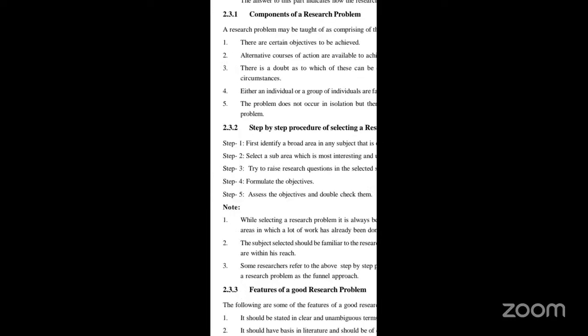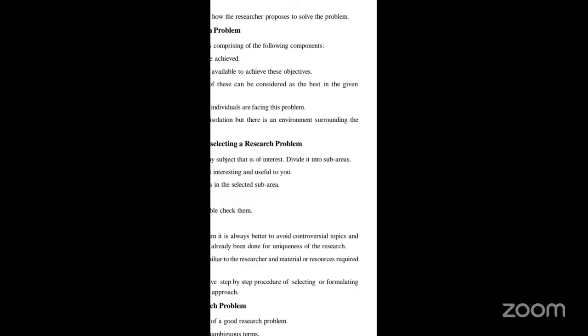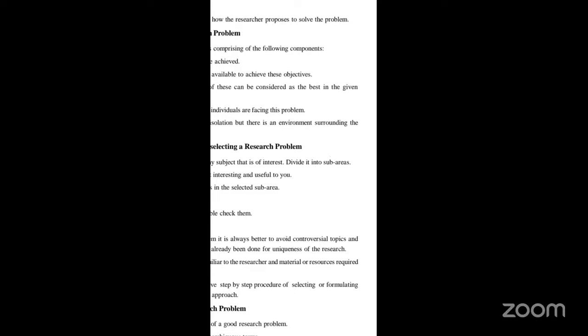So, components of a research problem. What are the main components? There are certain objectives to be achieved. Alternative courses of action are available to achieve this objective. There is a doubt as to which of these can be conducted. Either an individual or group of individuals are facing the problem. This problem does not occur in isolation, for there is an environment surrounding the problem.